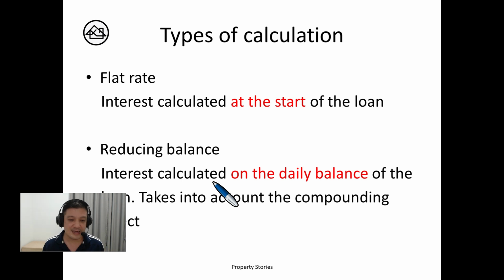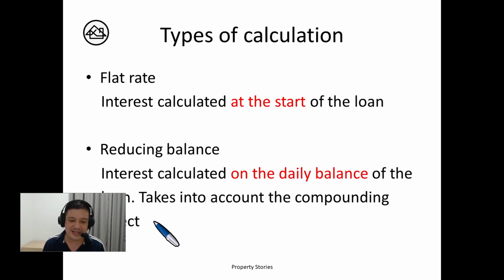Reducing balance is when the interest is calculated on daily balance and takes into account the compounding effect. Credit cards, 18% per annum. If you make late payment or are a bad paymaster, 18% per annum. Very bad. Okay? The one more thing that is very famous is housing loan. Everybody knows. And most of the banks these days use the reducing balance. Okay? Reducing balance.